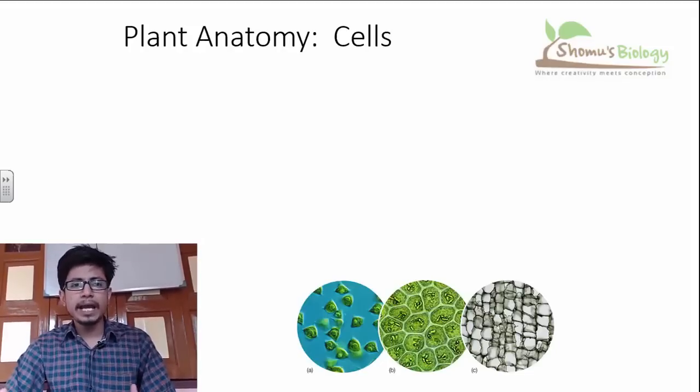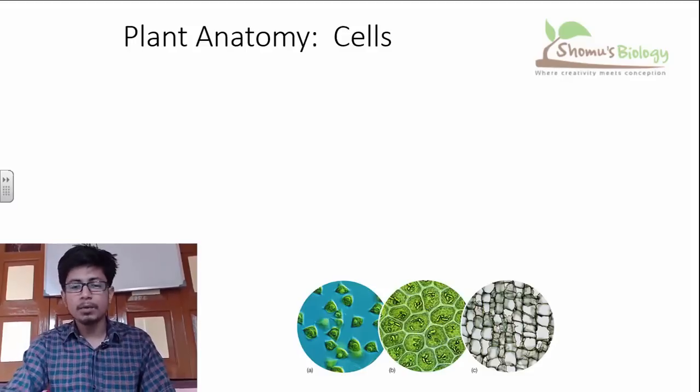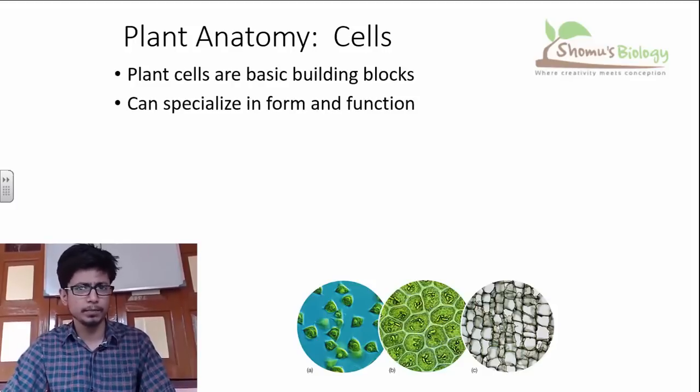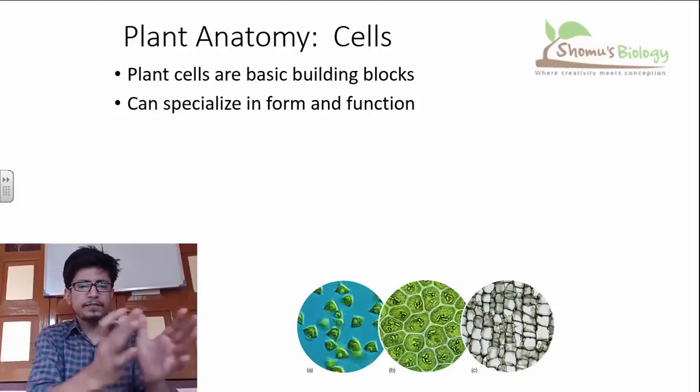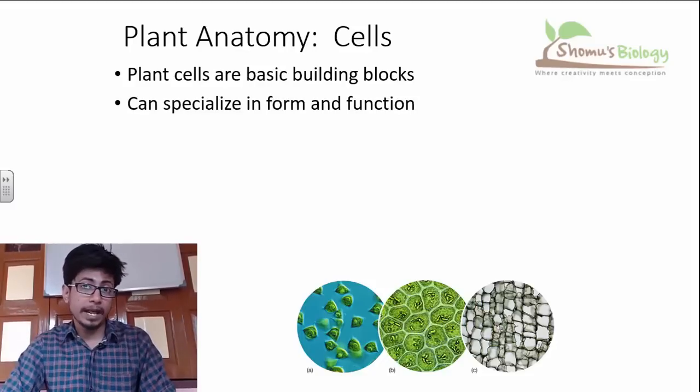Now, if you begin with the anatomy of the plant cell, it is the first thing we'll be talking about in plant anatomy: the cells that make plants. What are the cells that we know of? Plant cells are basic building blocks like the cells of any other organism, because cells are the building blocks of organisms, and they're specialized with a specific function. There are specific types of cells present for specific functions in different parts of the plant body.